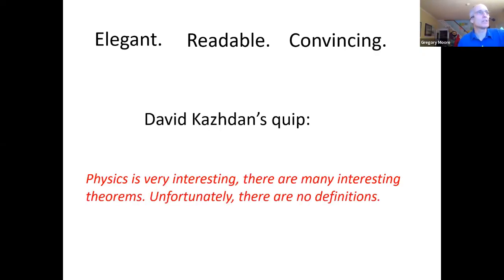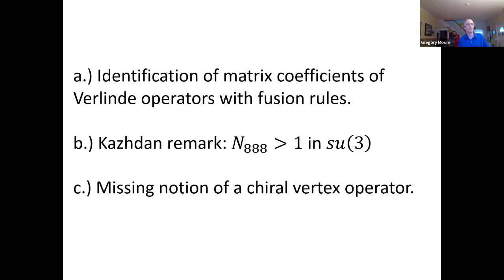But reading it, I am reminded of David Kazhdan's quip, which he made years later, that physics is very interesting. There are many interesting theorems. Unfortunately, there are no definitions. So what was missing from Eric's paper? Well, the key thing, as he noted himself in the paper, is an identification of matrix coefficients of Verlinde operators with fusion rules.